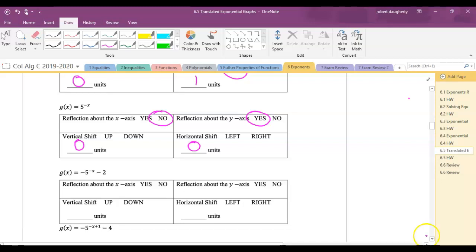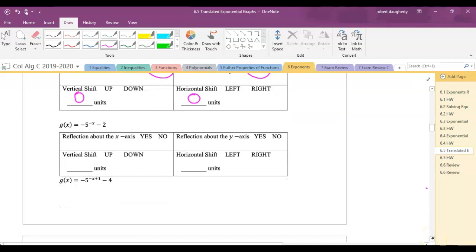Let's look at the next one. Has this been reflected about the x-axis? Yes. What was my indication? It's that negative right there in the front. That's the reflection about the x-axis. Has it been reflected about the y-axis? Yeah. What was my indication of that? It's that negative right there, that negative x.